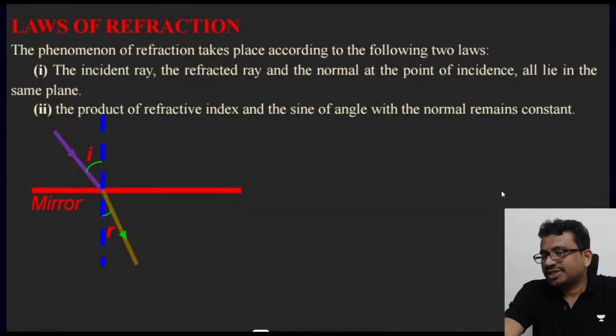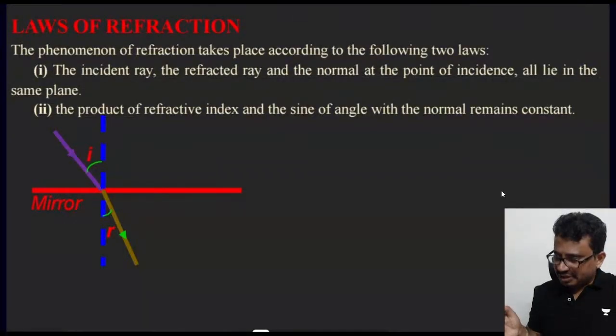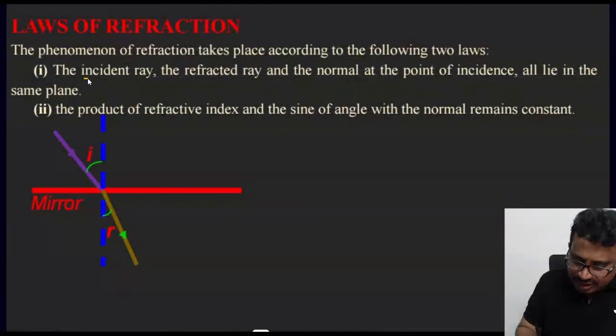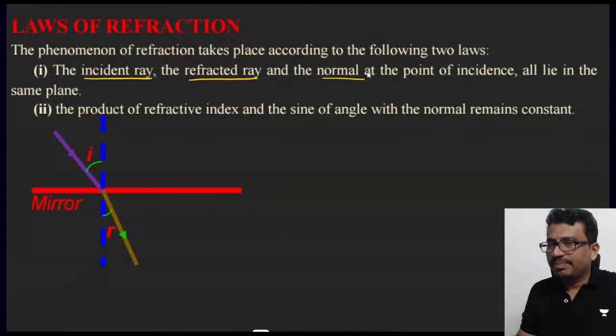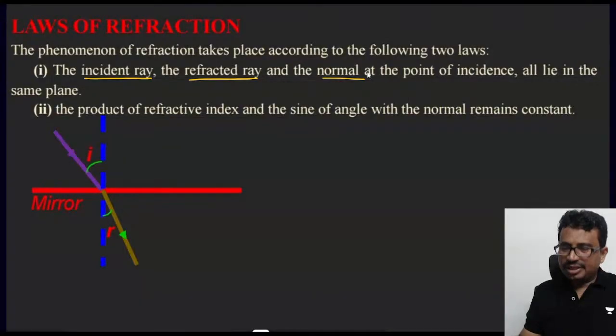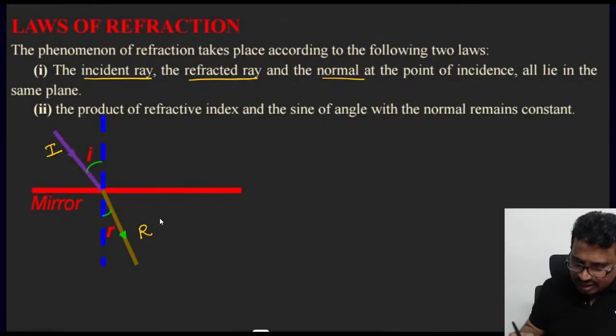Next, laws of refraction. Previously we have seen laws of reflection, now it is the laws of refraction. The first one is: the incident ray, refracted ray and the normal at the point of incidence lie in the same plane. This is the incident ray I, this is the refracted ray R. The refractive index of this medium is mu1, and this one is mu2.